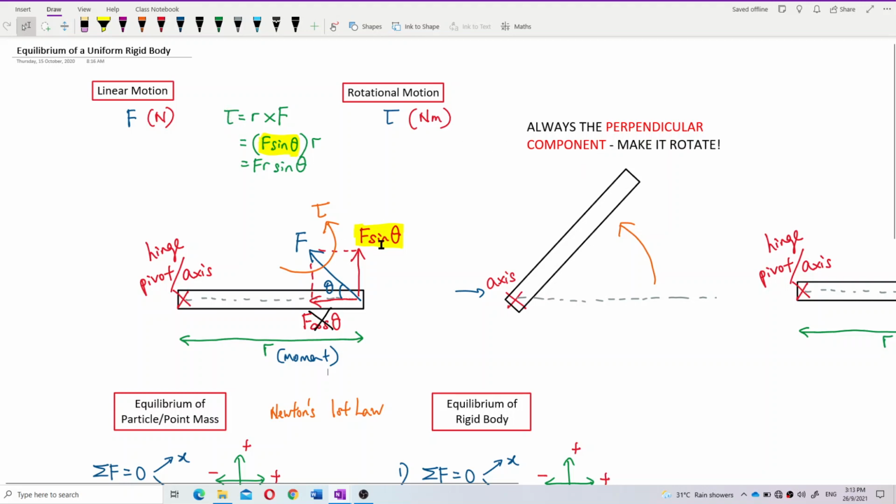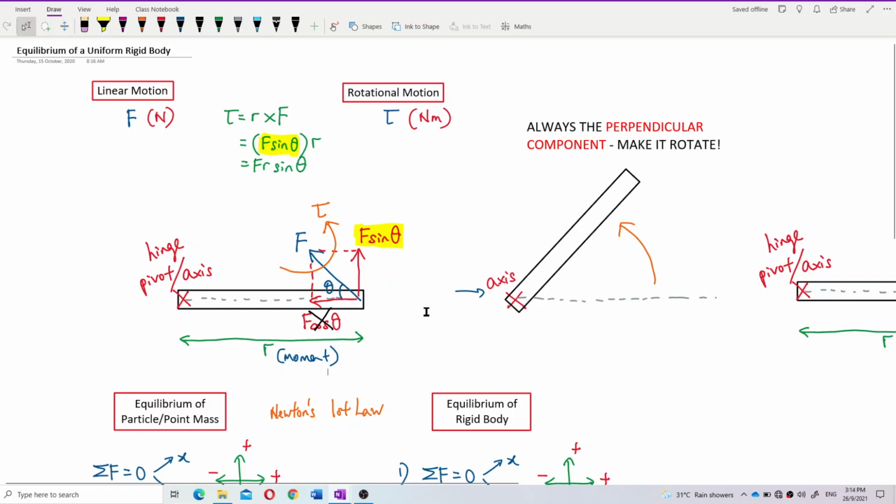Understand? That's why when the theta is between the force and the R, we use F sine theta, because F sine theta is the perpendicular component to the R. This F sine theta is only for when the theta is between the F and the R.